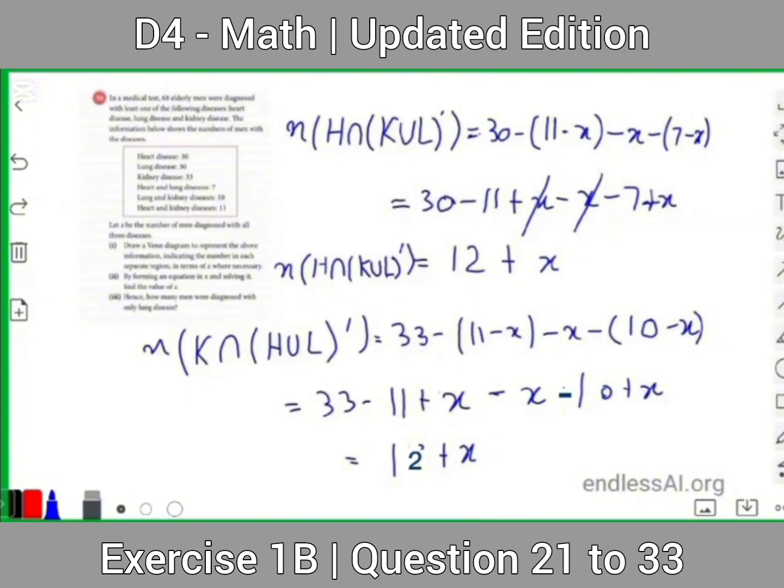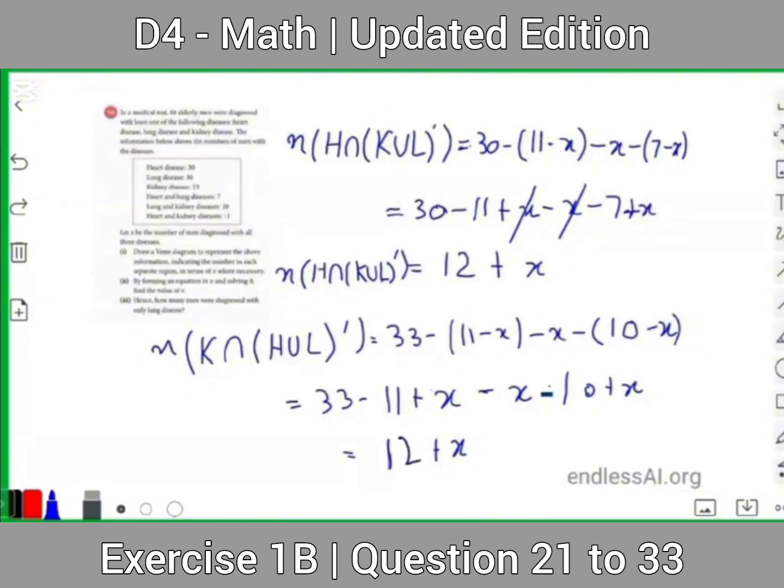So after simplifying it, we will get 12 plus x. Now we have to find out the number of people who have kidney disease but not the heart or lung disease. For this, we will have 33 take away 11 minus x minus 10 minus x. And after simplifying it, we will get 12 plus x. So this is the number of people who are having kidney disease but not the heart and lung disease at a time.